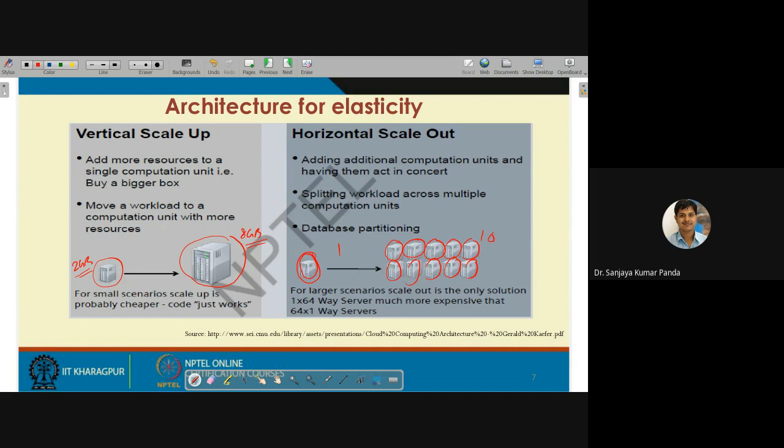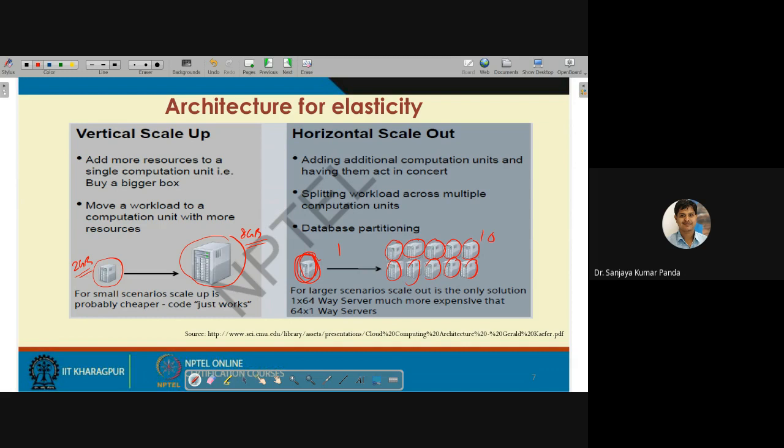So it is suitable for larger scenarios. Suddenly you need resources for some period of time, but after that you go back to your small instance. Like you are using, let's say, a T2 micro or nano instance, and you want to increase to some big instance, let's say a 16x large instance, for a particular period of time. In that case, you can go for horizontal scale out rather than vertical scale up. So for larger scenarios, scale out is the only solution.